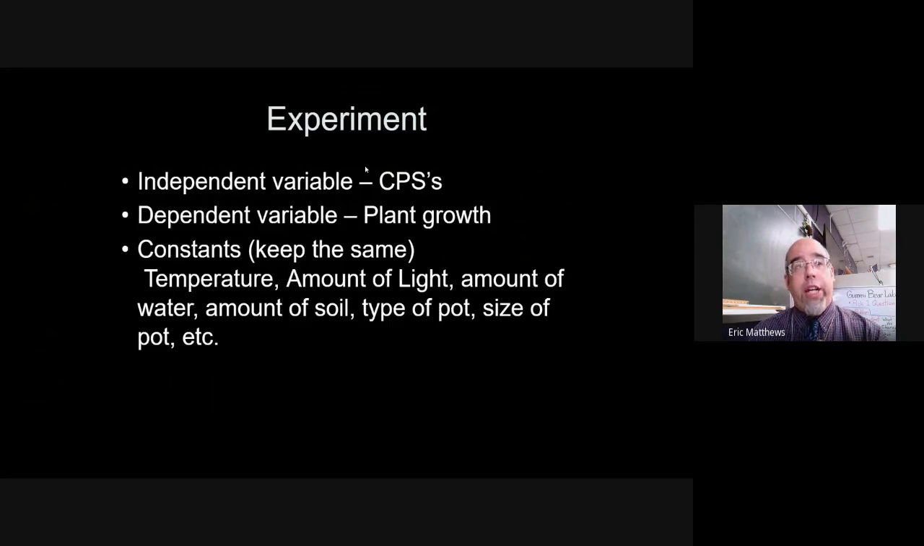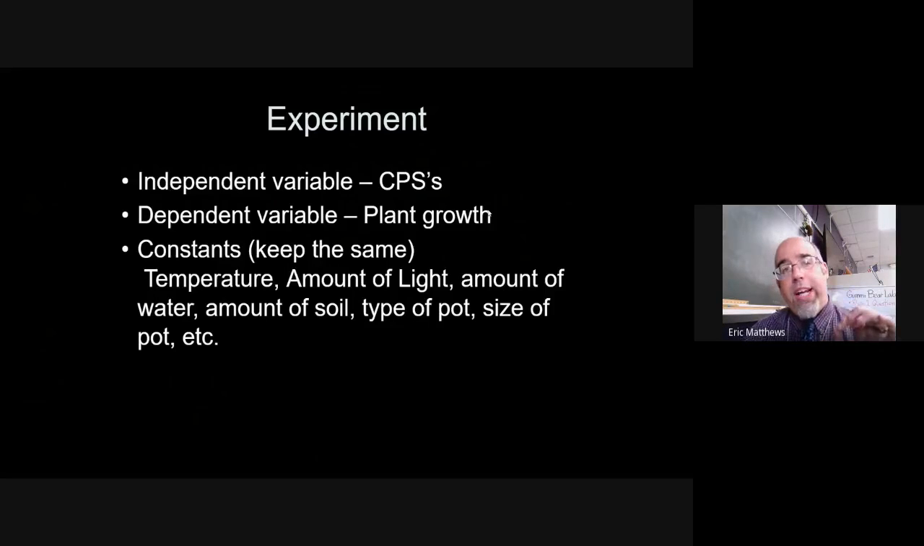So if we're changing, let me get the pointer. If we're changing our colored plant strips in order to measure the plant growth, everything else should stay the same. We want the type of pot that each of the tomatoes are in to be the same. We want to make sure they all get the same amount of water, same amount of soil, same amount of light. We want to keep them in the same temperature. We want to make sure that there isn't more wind in one room than another.